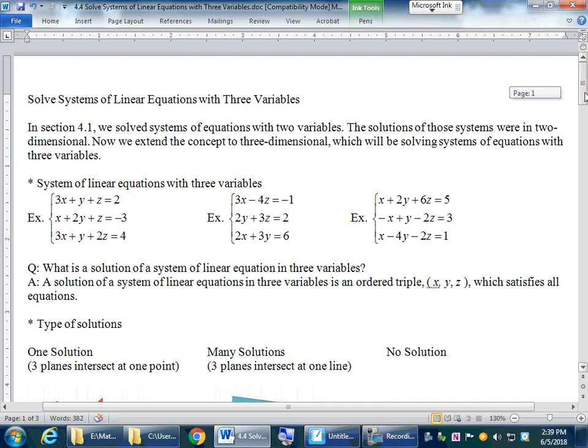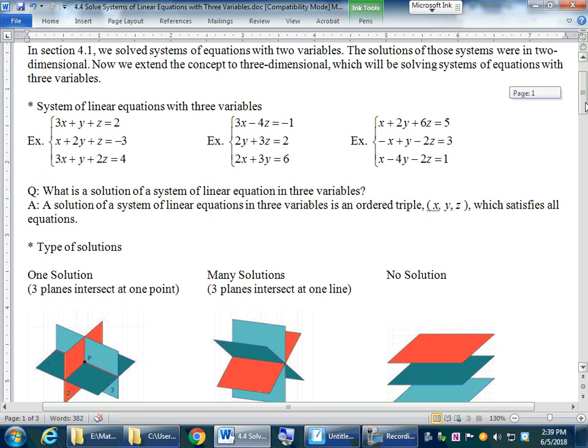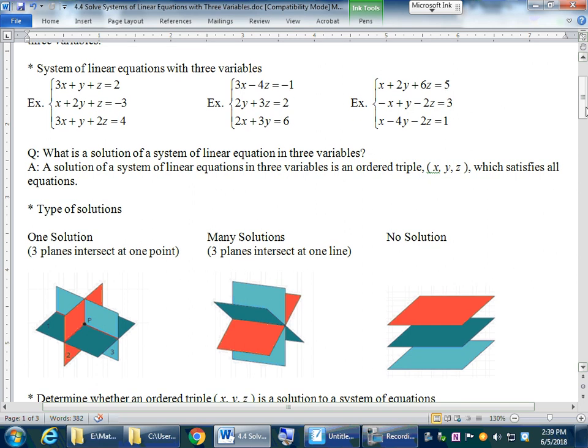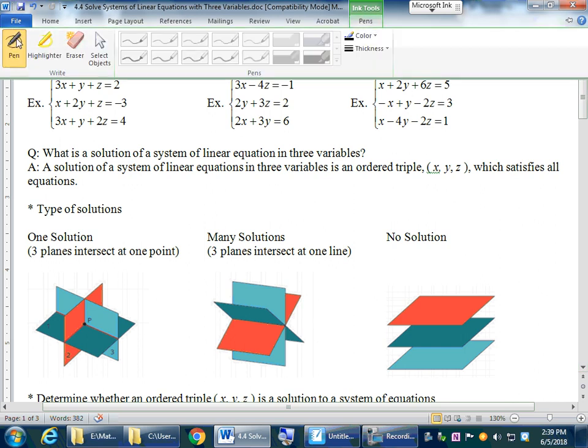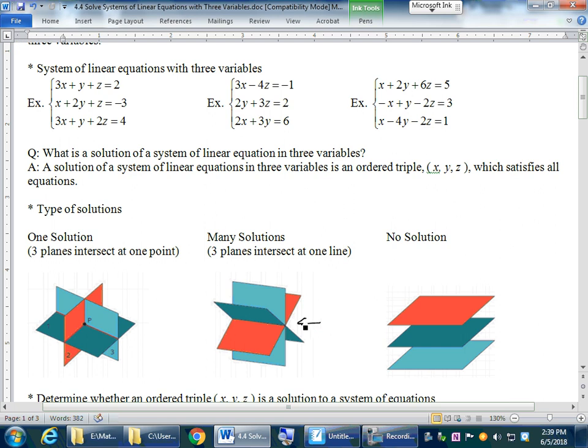So like before, we will have three different types of solutions. As you can see, each plane represents an equation. If three planes intersect at one point, that will be a unique solution. If three planes intersect on a line, like in this example, then it will be infinitely many solutions. If three planes are all parallel, then there's no solution.